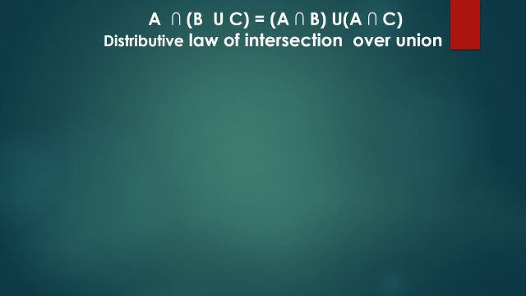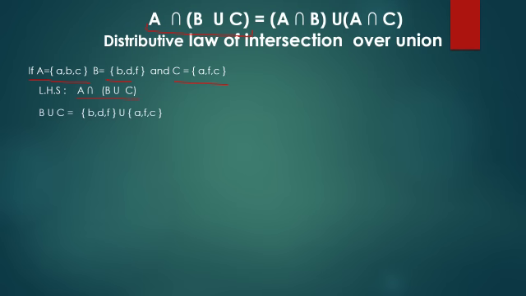The next law, distributive law of intersection over union. Again, consider an example. Three sets A, B and C. We take its left hand side, that is A intersection (B union C). First we take its bracket part, B union C. Write the elements of B, that are B, D, F, sign of union, then the elements of set C, A, F and C, and write all together. So A, B, C, D and F is its union.